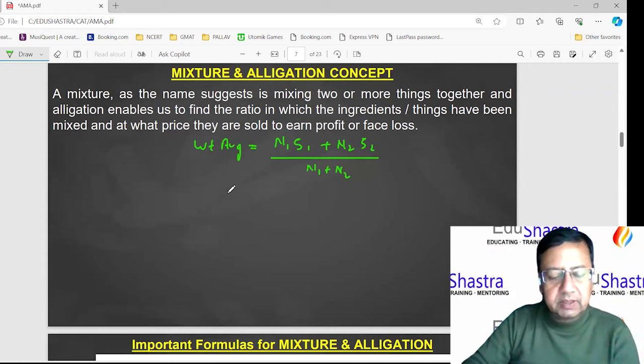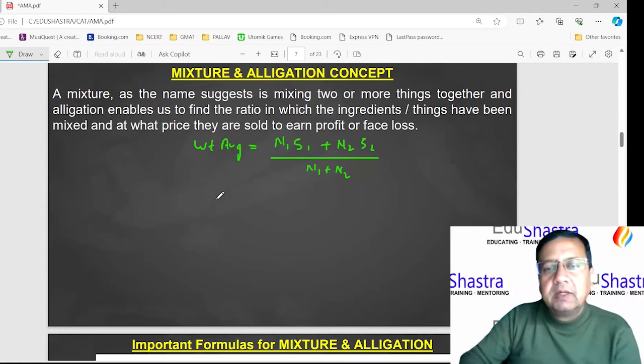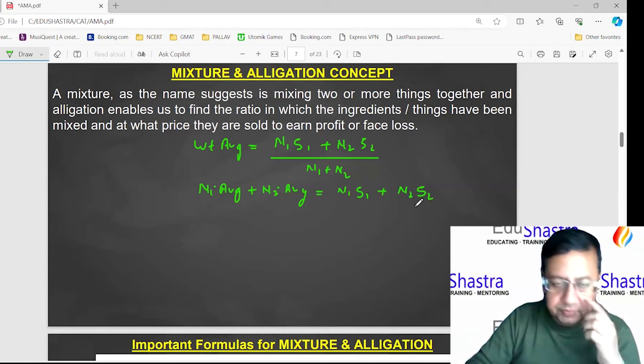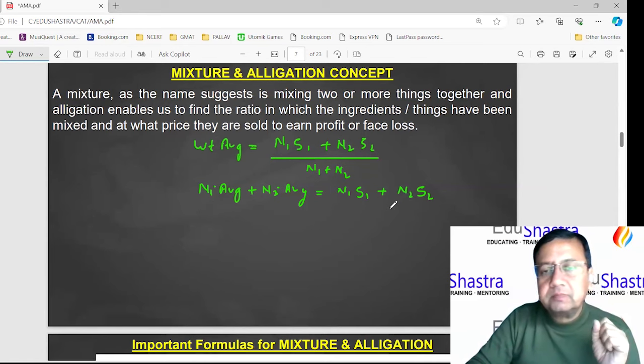Just to understand, overall is the weighted average. So just cross multiply. This is N1 average plus N2 average is equal to N1 S1 plus N2 S2, right? Just a simple cross multiplication.